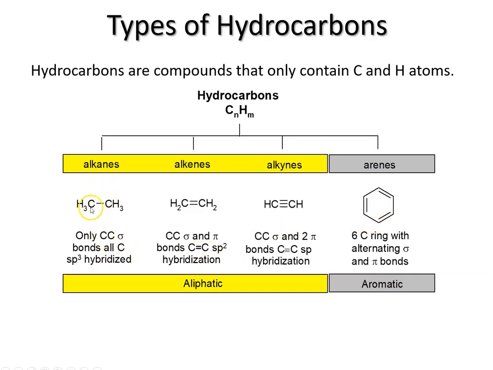Briefly, though, alkanes just have single bonds between the carbons. Alkenes have double bonds. Alkynes have triple bonds, and then arenes are alternating double bonds, and we'll talk about what makes these aromatic versus aliphatic when we get to that point in arenes.